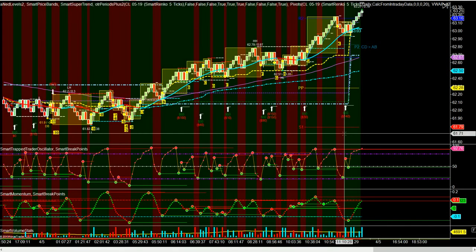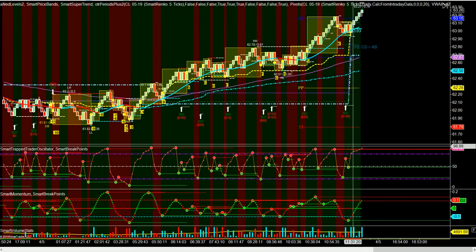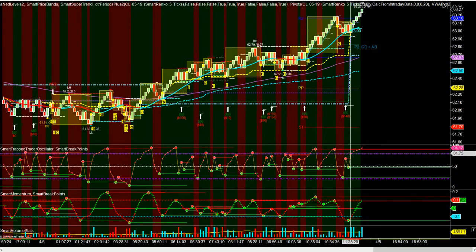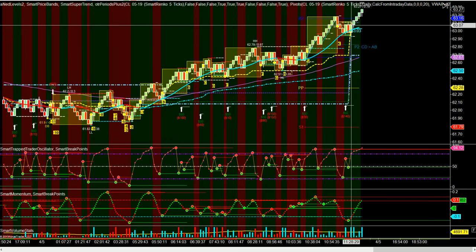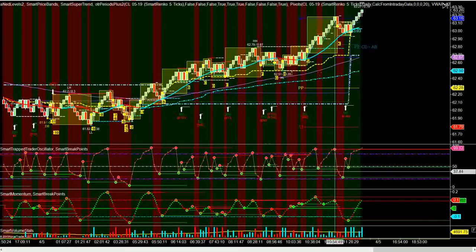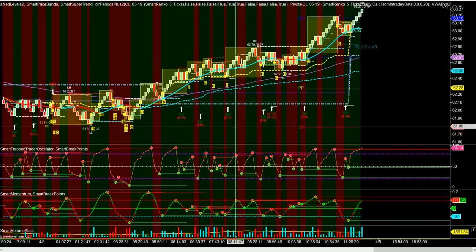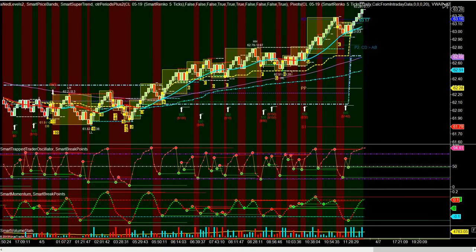This particular signal is what we call a T2 signal, but it also gets the line break there on the trap trader oscillator, making the probability for this going higher staggeringly high. And so many of these trades are good for a lot more than what I'm showing you here, and we can just go over that on trade markers.